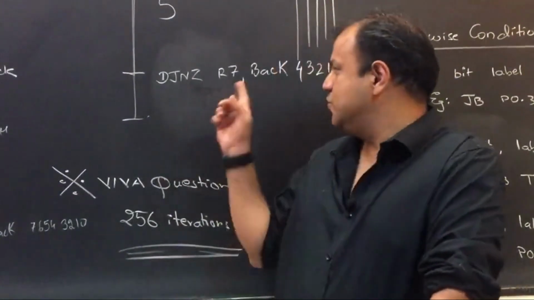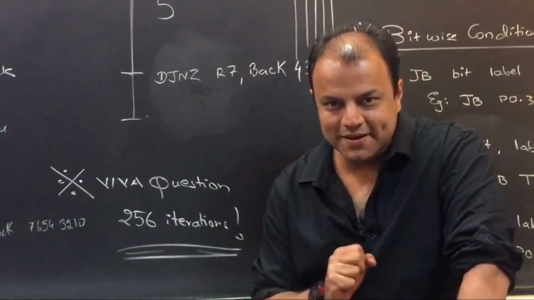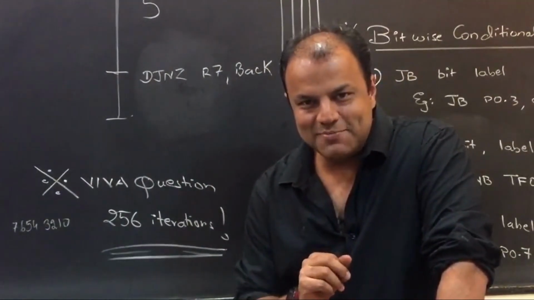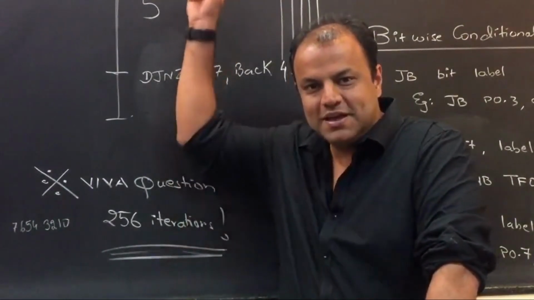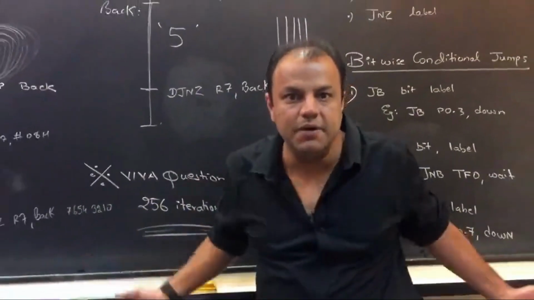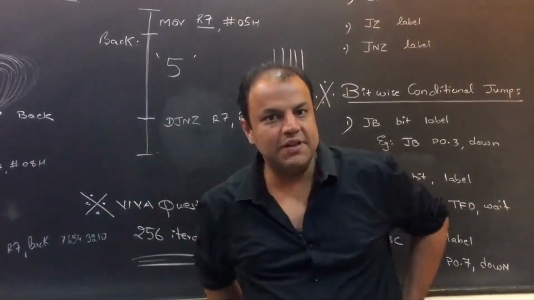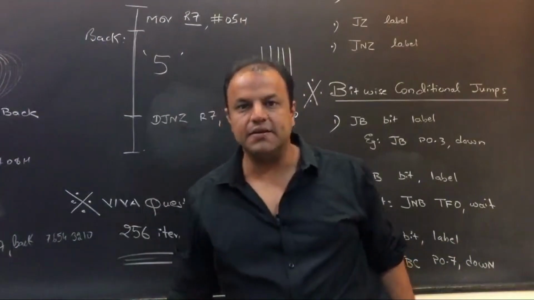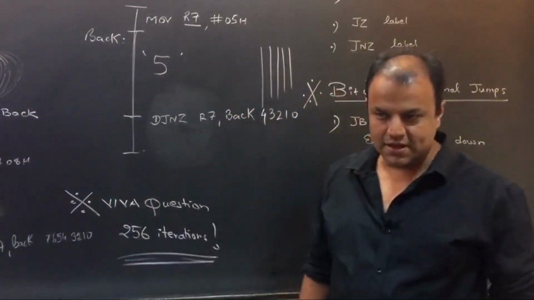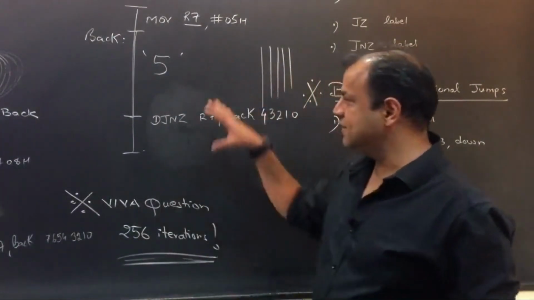Your register is an 8-bit register. An 8-bit register can have a max value of FF. FF is 255. So if I initialize R7 with the value FF, it can't be bigger than FF. I get only 255 iterations. I want 256 iterations. When I ask this question in the class, some students say, sir, do this section once again.